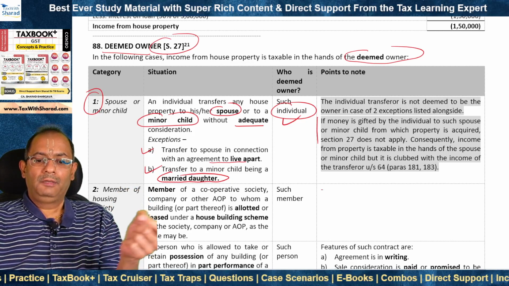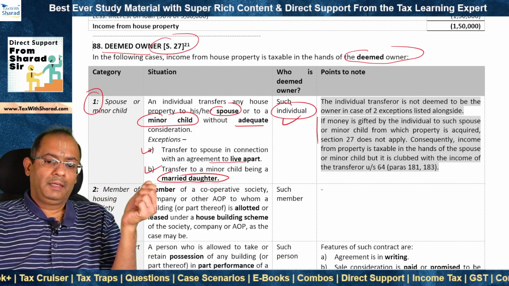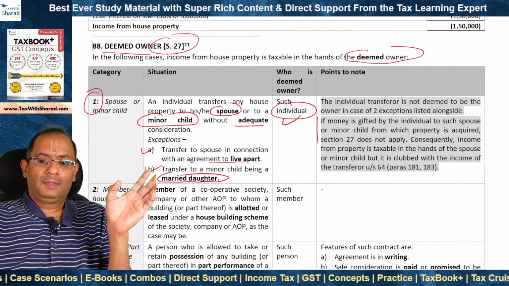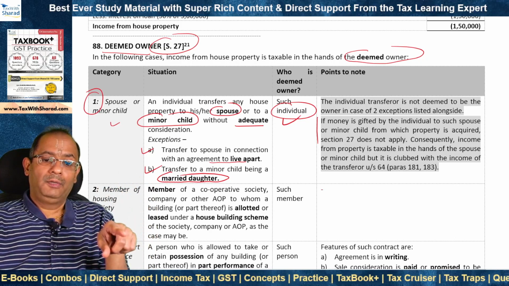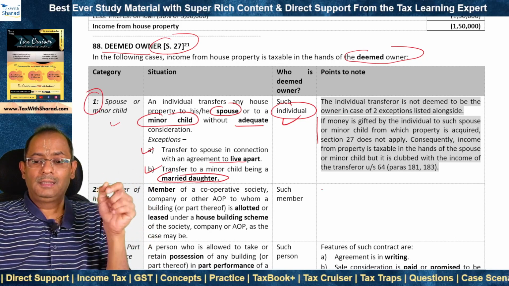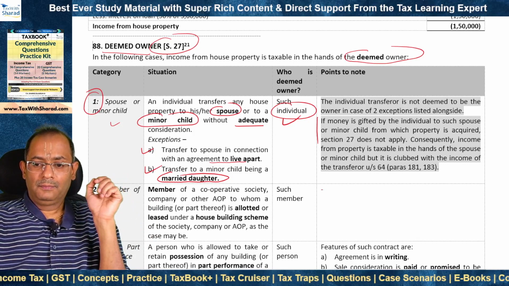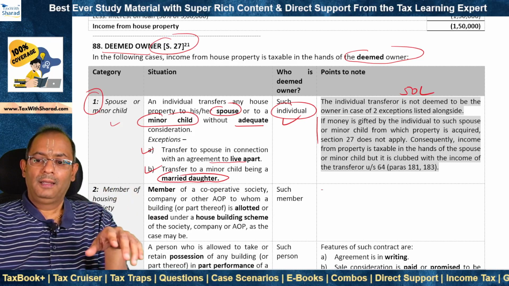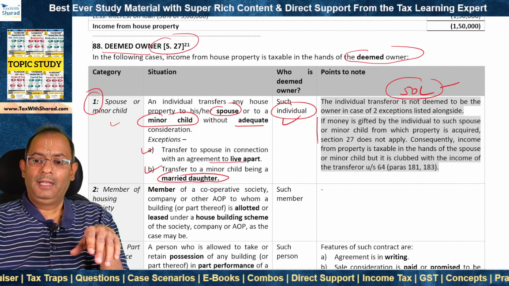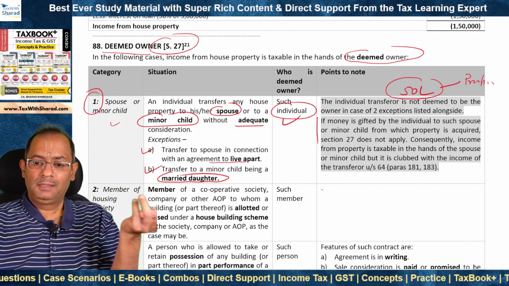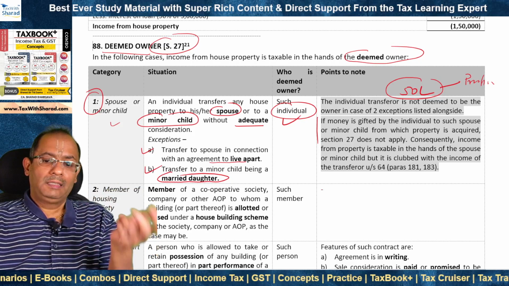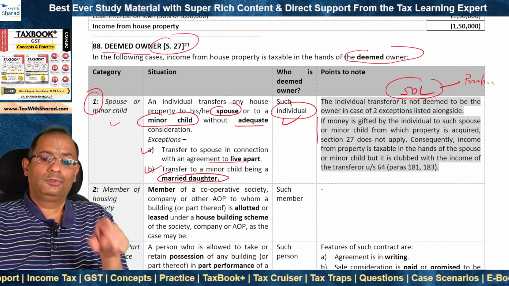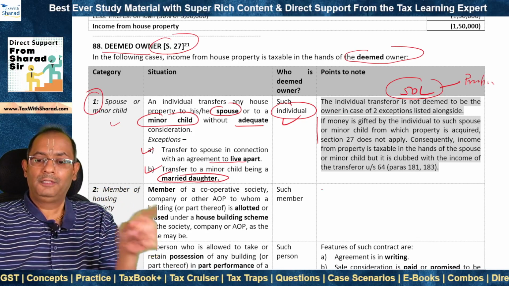Now there could be a situation where the individual is very smart and instead of transferring the house property, because that will then be covered under section 27, to avoid section 27, he instead gifts money. He gifts, say, rupees 50 lakh to the spouse or to the minor child, and the spouse or the minor child uses this 50 lakh to purchase a house property. So the effect is the same. So in that case, section 27 won't apply. But in that case, how will the net effect be the same? In that case also, the individual transferor will become taxable in respect of such house property.